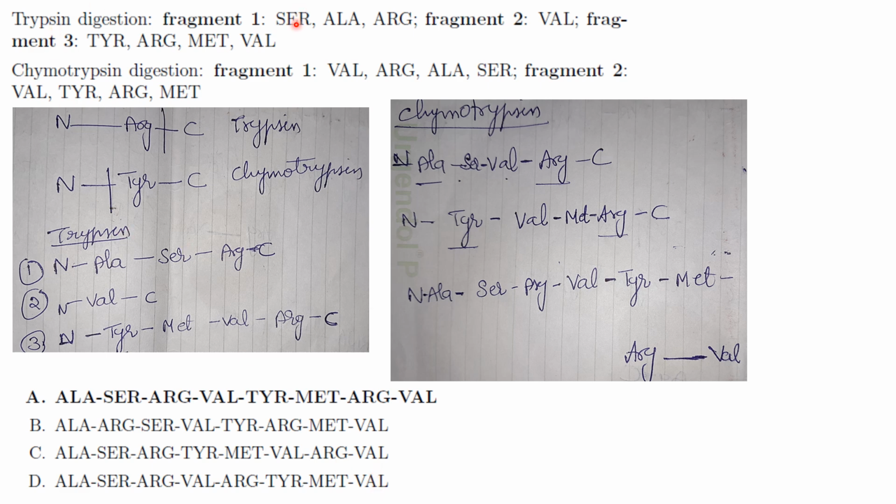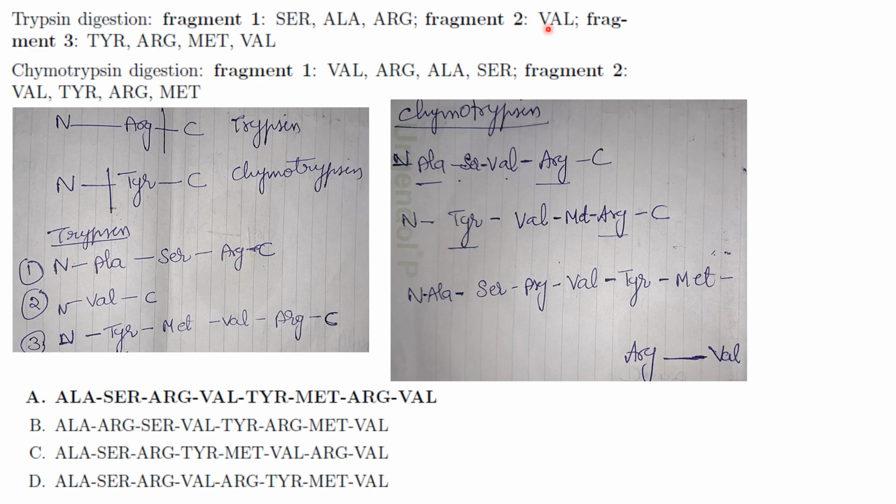Now the trypsin digestion fragment: serine, alanine, arginine. If arginine is present, it has to be at the third position in this sequence. Alanine is there, so alanine is naturally going to be the N terminus and serine will come in between. So alanine, serine, arginine will be the sequence there.